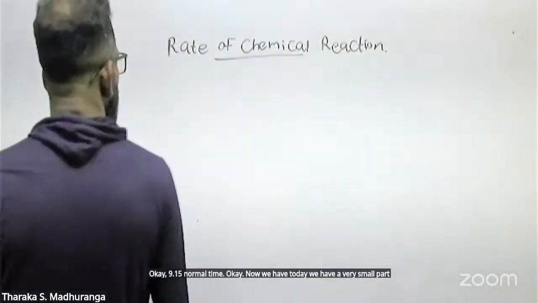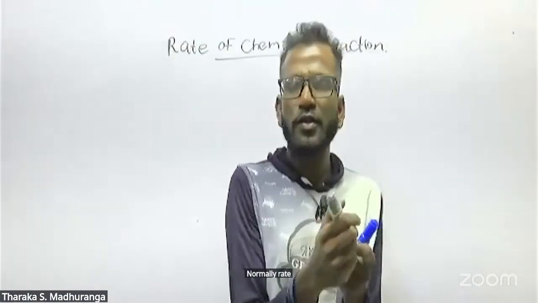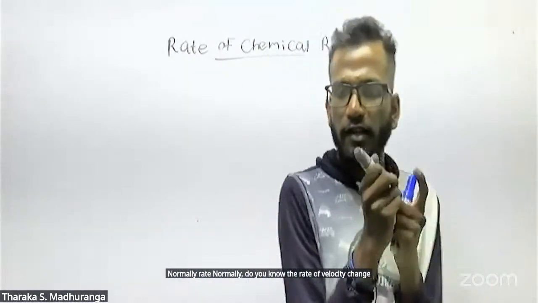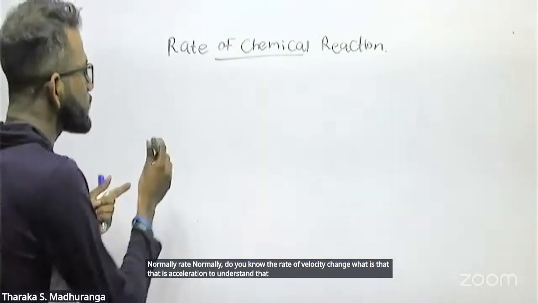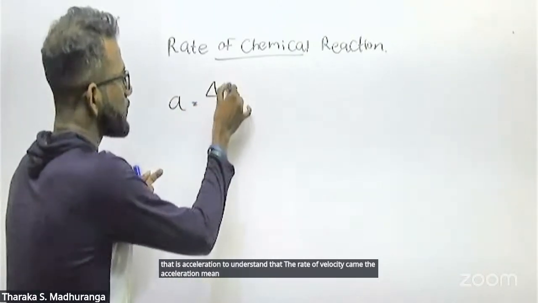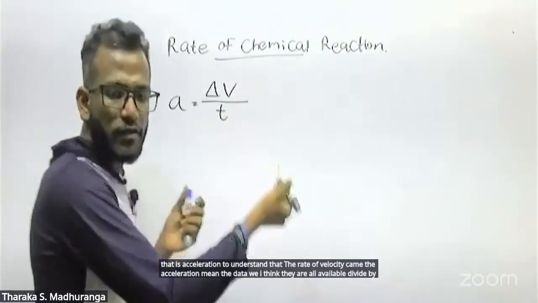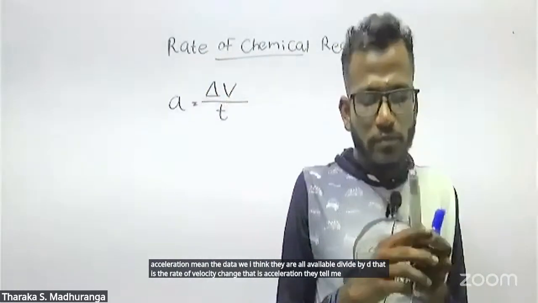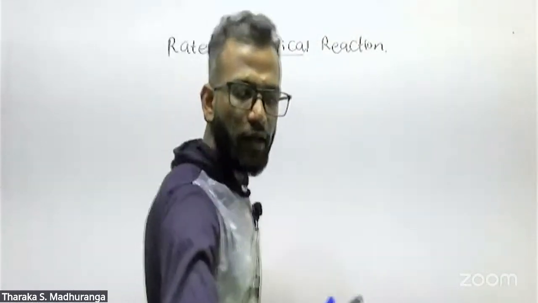Okay. What is the meaning of rate? Normally, do you know the rate of velocity change? What is that? That is acceleration. To understand that, the rate of velocity change, the acceleration, means delta v divided by delta t. I think you are O level students. That is the rate of velocity change, that is acceleration. Then tell me what is the rate of chemical reaction.